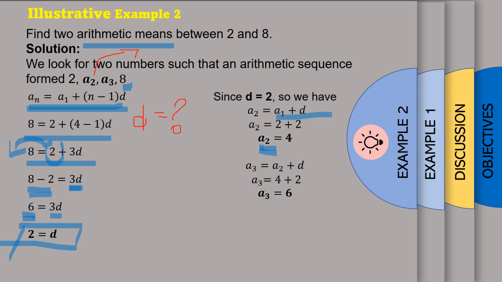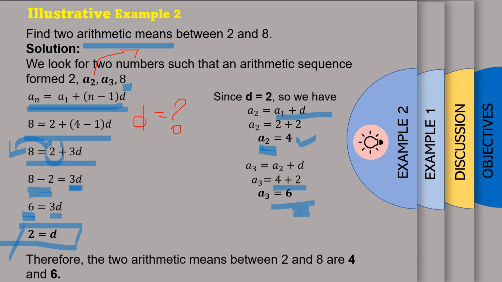Okay? And then, for the a sub 3, ganun pa rin. Ang magiging formula niya is a sub 2 naman plus d. Kasi nga, given na a sub 2, so to get a sub 3, add mo lang yung common difference mo dun sa value ng a sub 2 mo. So, kung ang a sub 2 natin ay 4, gagamitin natin siya dito, magiging 4 plus 2, therefore yung ating a sub 3 is 6. Meaning that the two arithmetic means between 2 and 8 are 4 and 6.